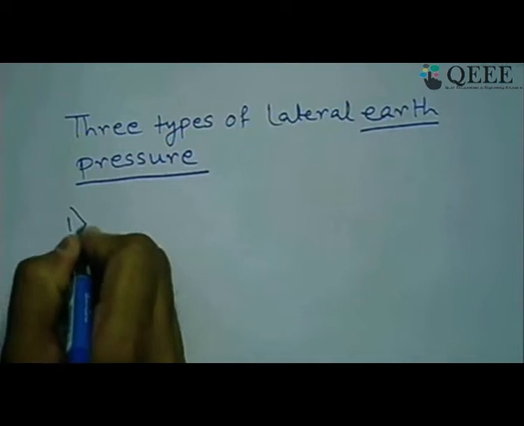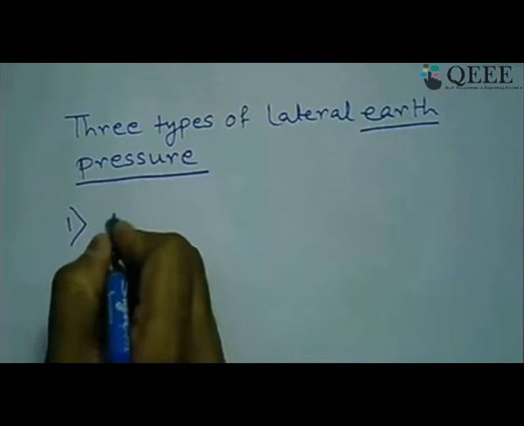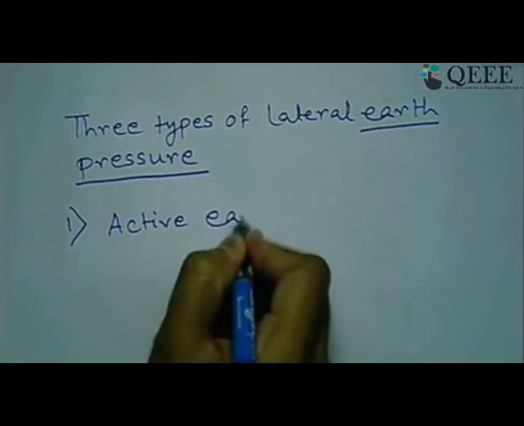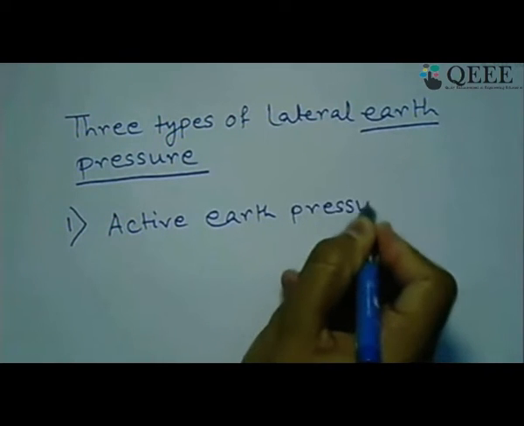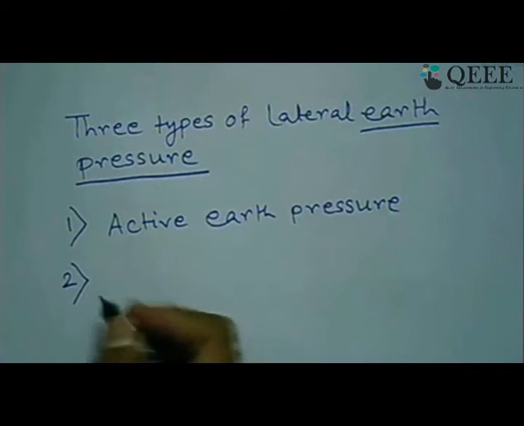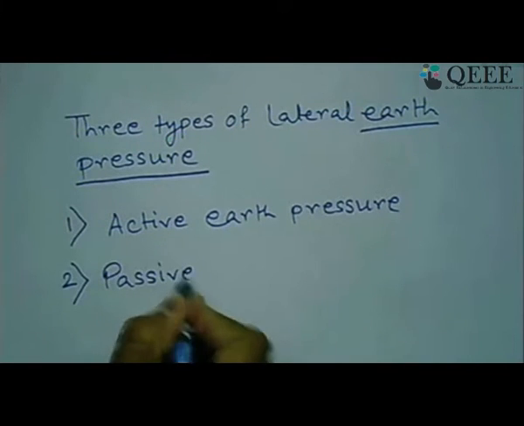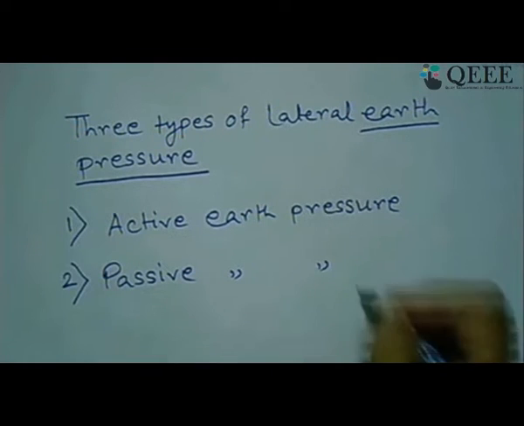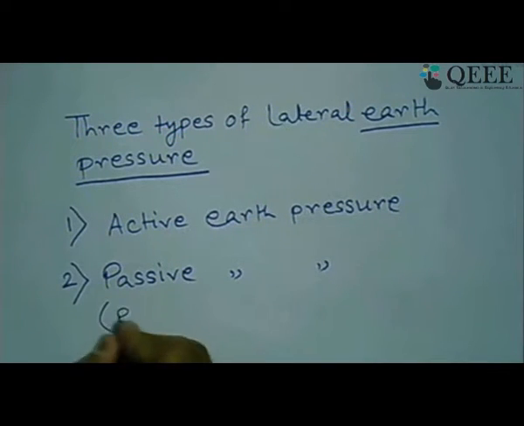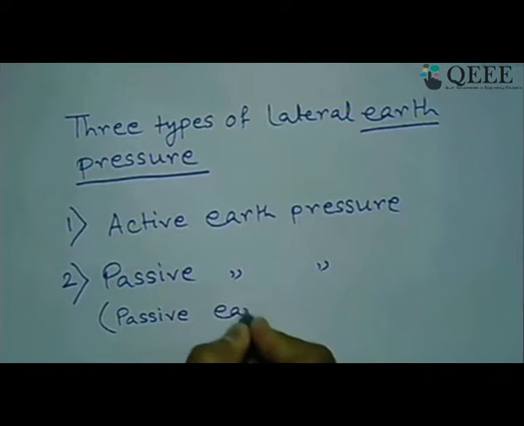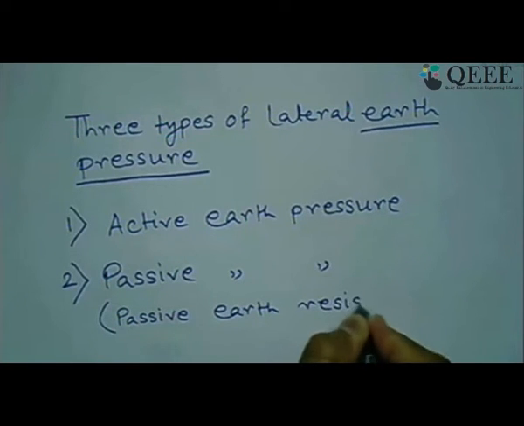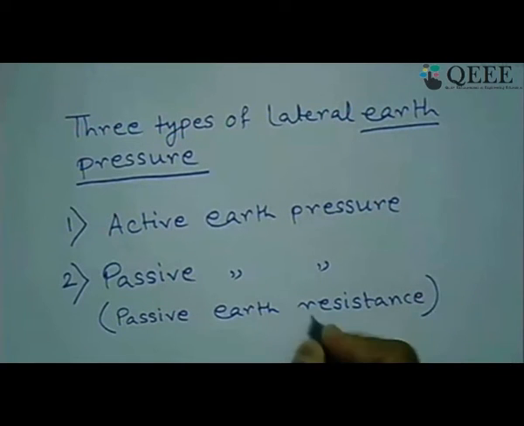So what are the three types of lateral earth pressure? Let us write down now. So these are active earth pressure, the second type of earth pressure is called passive earth pressure. Remember, for the case of passive, we also use another nomenclature which is known as passive earth resistance. I will come to that in a little while. Actually, this is a better terminology to use, resistance rather than pressure, for the case of passive earth condition. And the third type of lateral earth pressure is none other than at rest earth pressure.